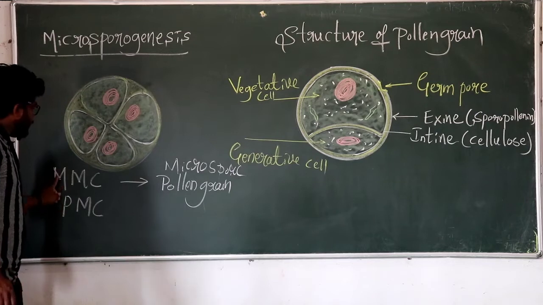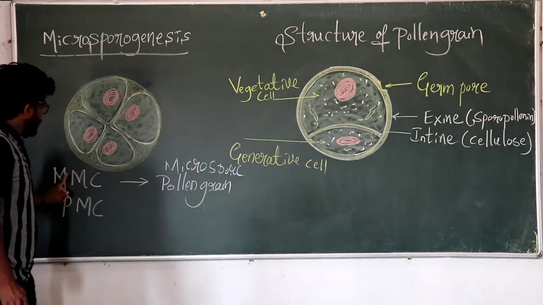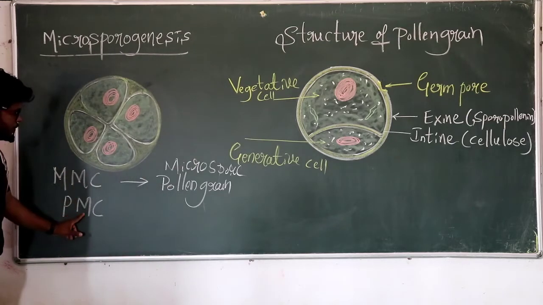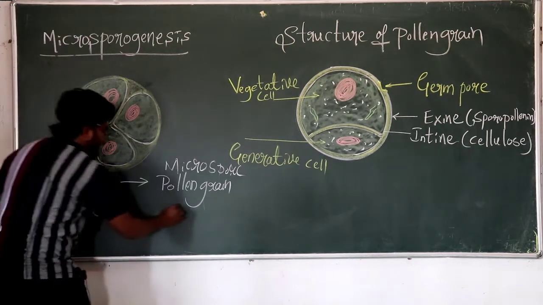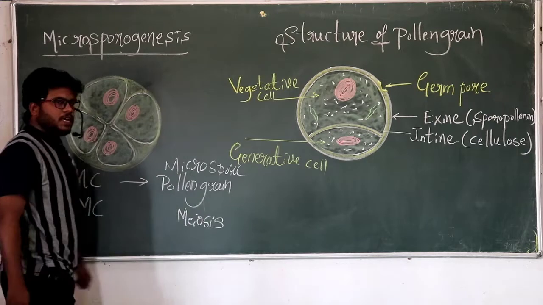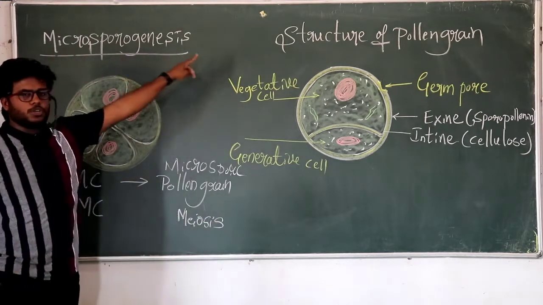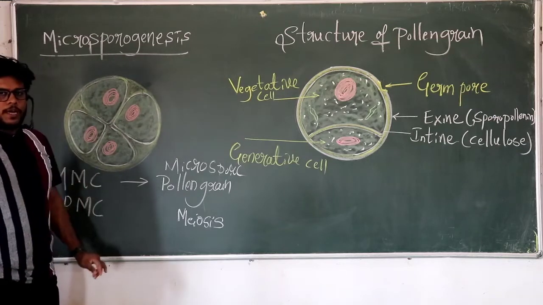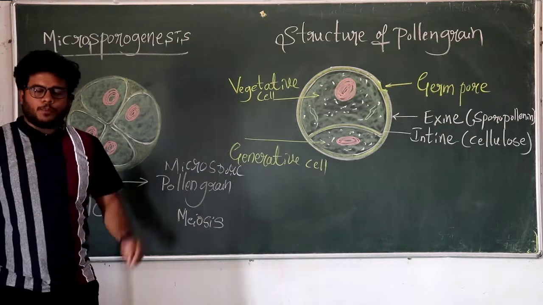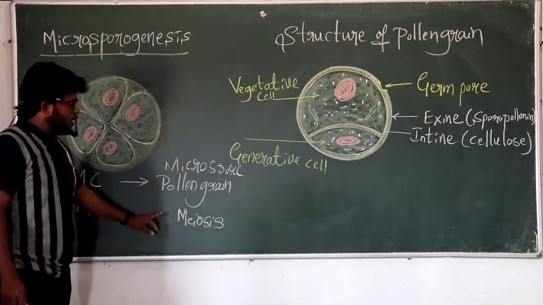The process of formation of microspores from the microspore mother cell or pollen mother cell by meiosis is called microsporogenesis. Okay, the sporogenous tissue, the cells of the sporogenous tissue, undergo meiotic division.